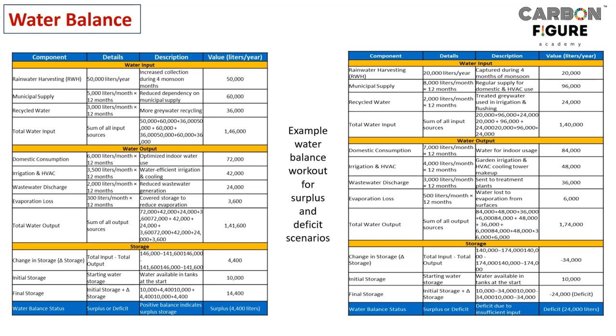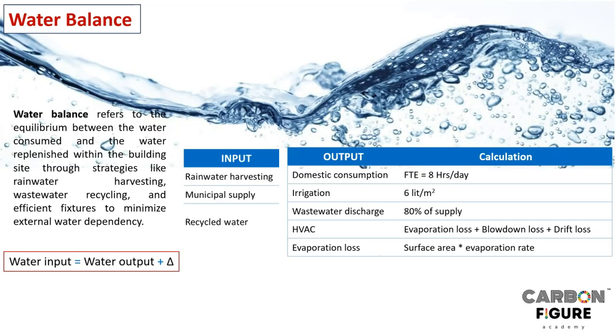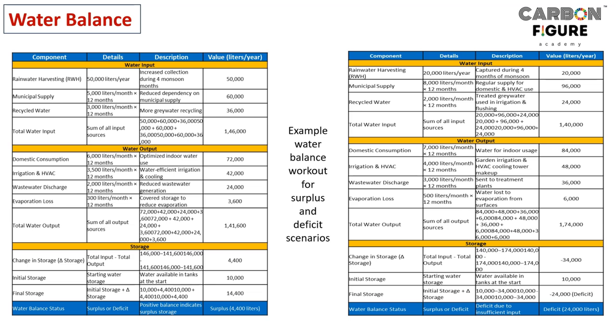So total water outgoing is like 1,41,600, which is lesser than total water incoming. So obviously, when you want to work out the storage, the water input is equal to water output plus the change in storage, right? That is the delta. So how is that delta arrived? Total input minus total output, that is the change in storage delta. So you can see input minus output.